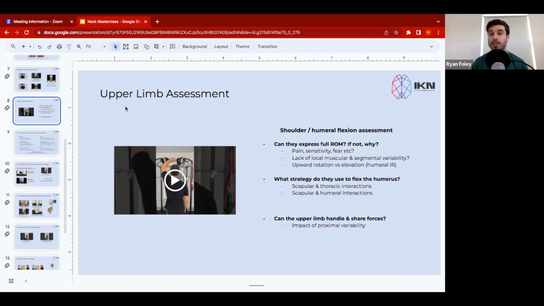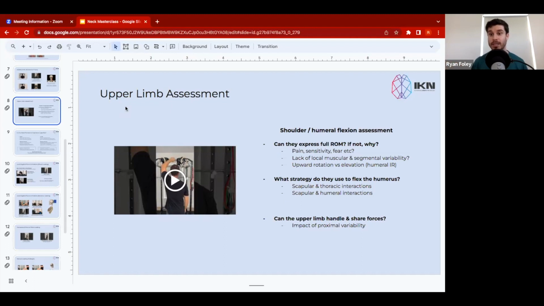It's also a good measure to see, does the client have the capacity to extend the thoracic spine? So for example, if you have a client that's very flexed through the thoracic spine and you try to have them flex the humerus, oftentimes what you'll find is, if they can't extend the thoracic spine, it's going to be very difficult for them to be able to retract and externally rotate the scapula, which is going to make it very difficult for us to get some load into the upper trapezius, for example, through the middle traps, for example.